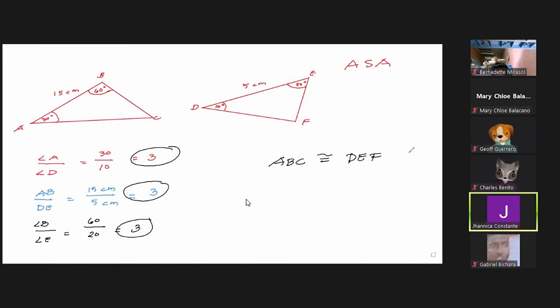Okay? So it's the same process in proving. You're just getting the proportion of the corresponding parts of the triangle that we have, whatever postulate you're going to use to prove that the two triangles are congruent. But you're also going to identify the postulates that you use depending on the given parts of the triangle that is measured. So let's proceed with the last postulate or theorem that we have to prove that the two given triangles are congruent.